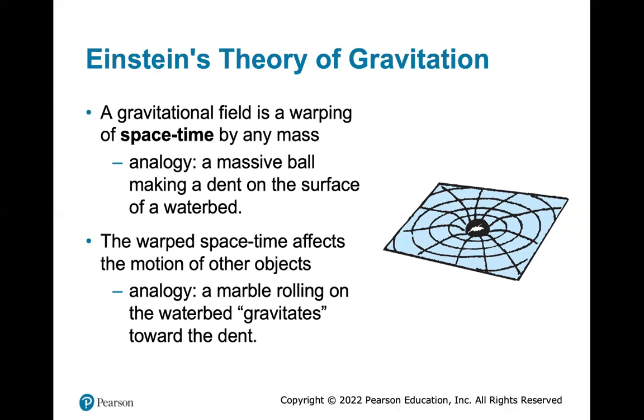You have this massive ball making a dent on the surface. The warped space-time affects the motion of other objects. So if you were to roll a marble along the edge here, it might make it all the way across without being pulled in. But if you were to throw it at an angle to where it gets caught in the little indentation, it would go around and around and around, and then finally fall in towards the ball on the bed. It gravitates towards the dent in the surface.